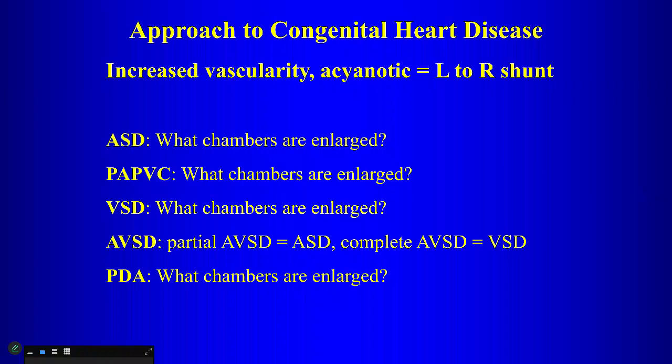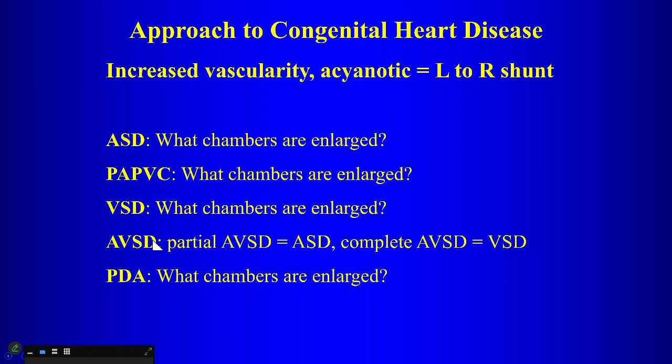Right ventricle. What else? Left ventricle. Left atrium. So that gives you enlarged left atrium, left ventricle, and the right ventricle. Remember, with a ventricular septal defect, the shunting is occurring at the ventricular level, not the atrial level. Right?